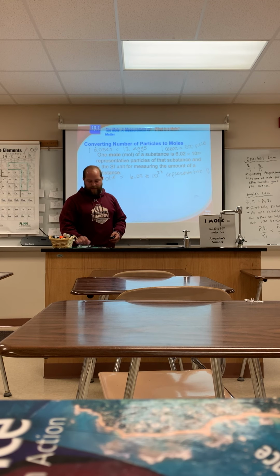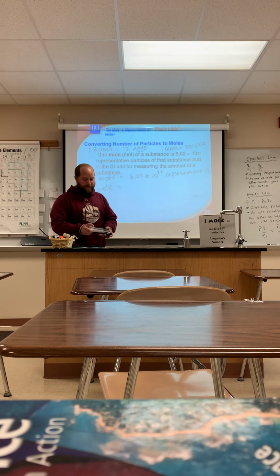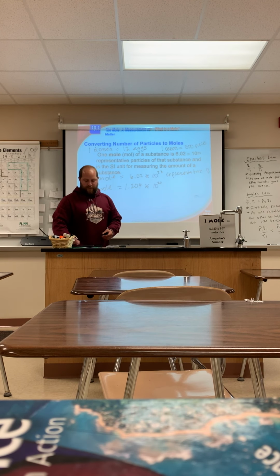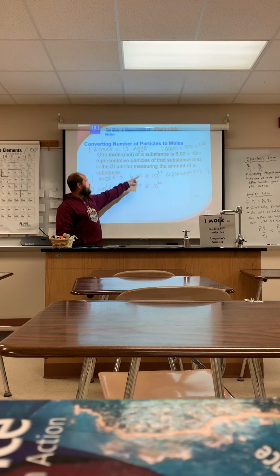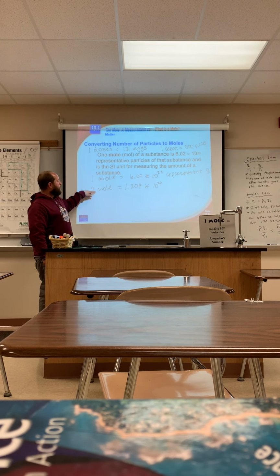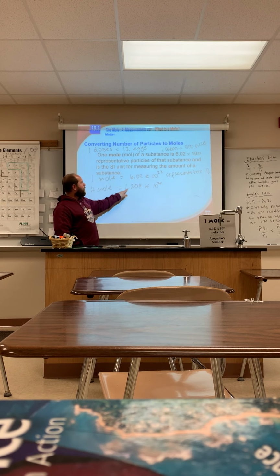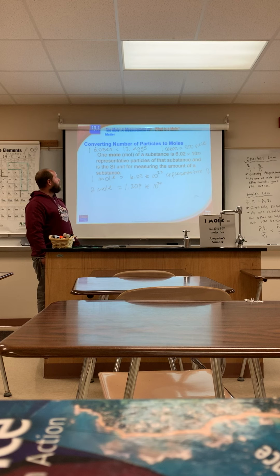I'll give you guys another example of this. 2 moles, for instance, equals 2 times Avogadro's number. So we have 2 times 6.02 times 10 to the 23rd, and I get a value of 1.204 times 10 to the 24th. So as you can see, if you have 1 mole, that's 6.02 times 10 to the 23rd. For 2 moles, you just multiply this value by 2, which gives you 1.204 times 10 to the 24th.